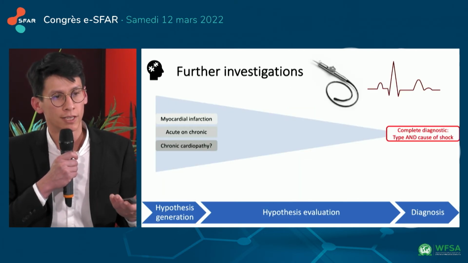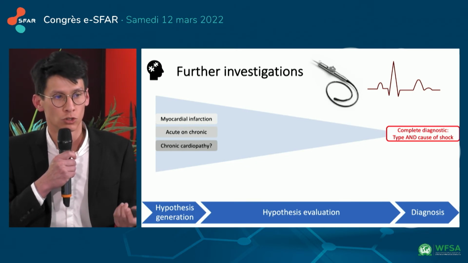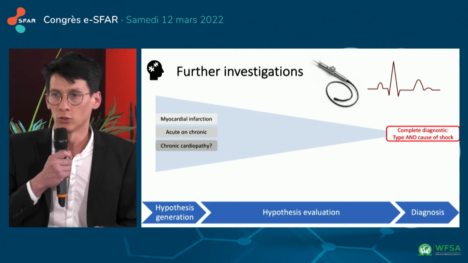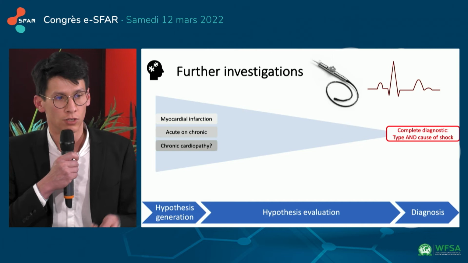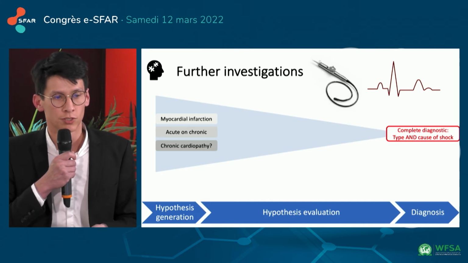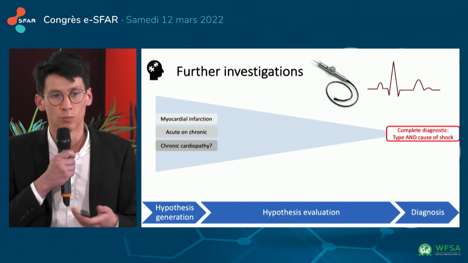Now that you know what type of shock your patient has, you need to determine what caused the shock. And in the context of cardiogenic shock, you might use EKG or a morphological exam, such as TEE, to determine the cause of the hypotension in your patient and complete your diagnosis.